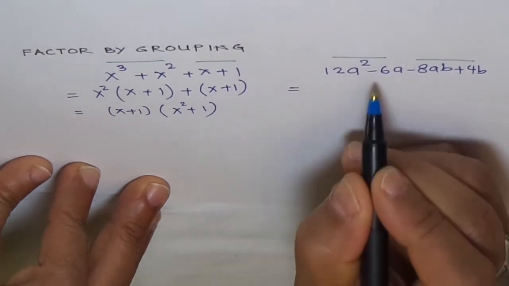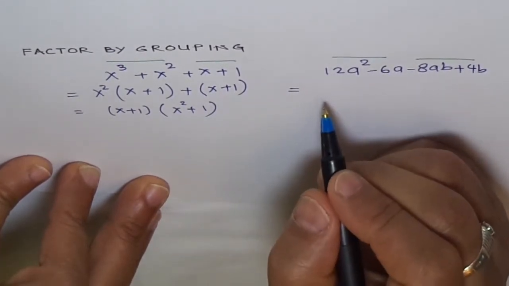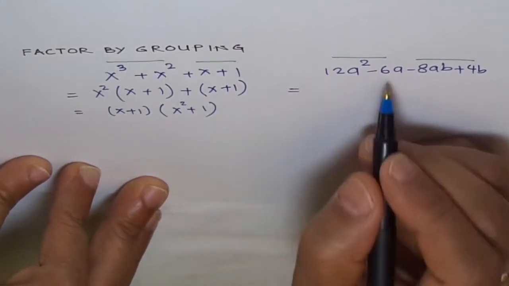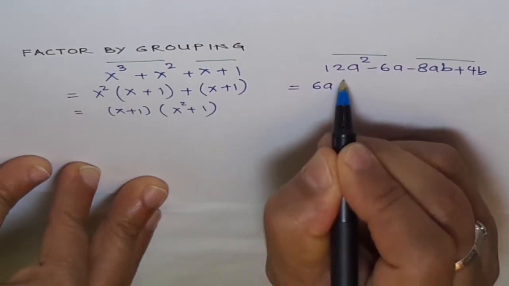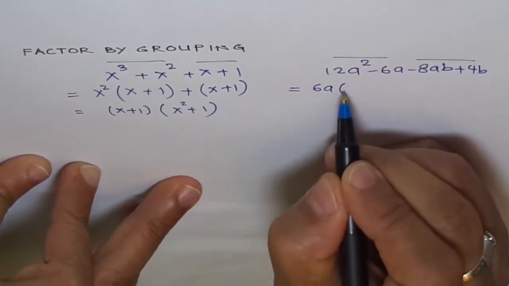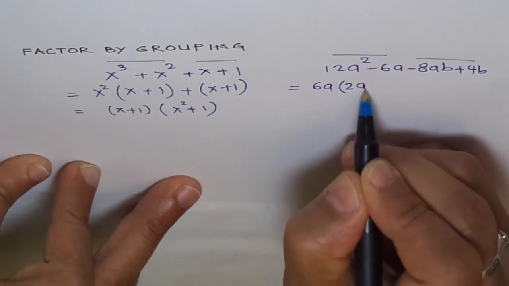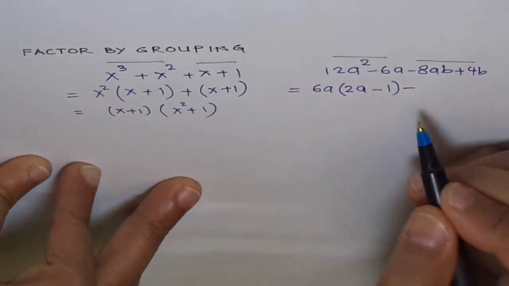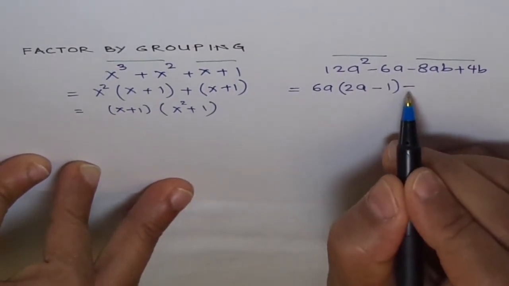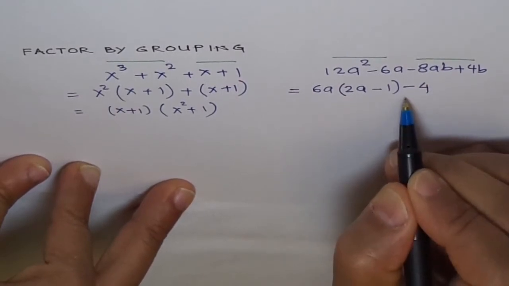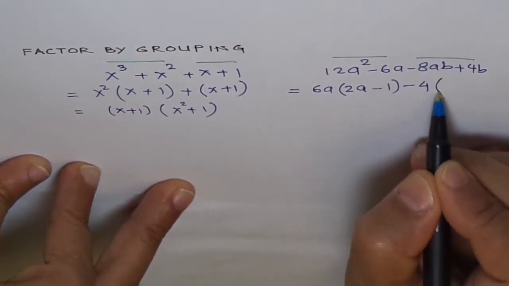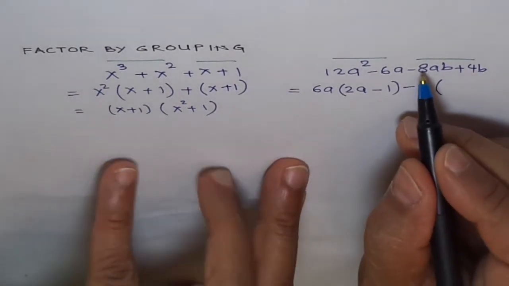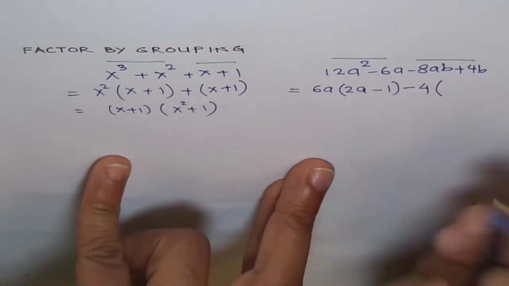So this polynomial can be written in the factored form. Let's try to do it. 6a, both are common for these two. So we'll take 6a, open the brackets. When you divide 12 by 6, you get 2. And a square by a, you get a. Minus 6a divided by 6a is just 1. Minus. Look here. In this example, we are taking minus 4 outside the brackets as a common factor. So when we take minus outside, the signs reverse. So minus 8 divided by minus 4 will give us plus 2, correct?